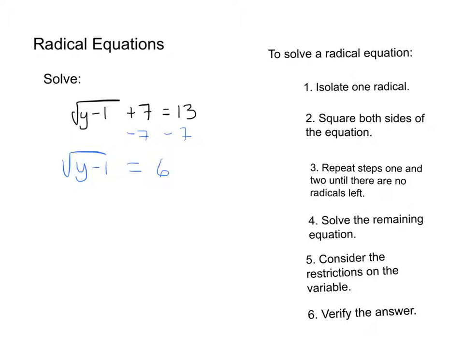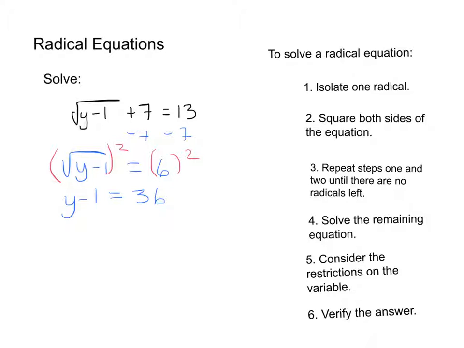That's the first step. The second step is square both sides of the equation. So I'm going to put on here a squared and on here a squared. And when I square the square root of y minus 1, what do I end up with? Y minus 1. That's why we're squaring. And then 6 squared, 36. What kind of equation is this? Y minus 1 equals 36. Linear. You already know how to solve linear.